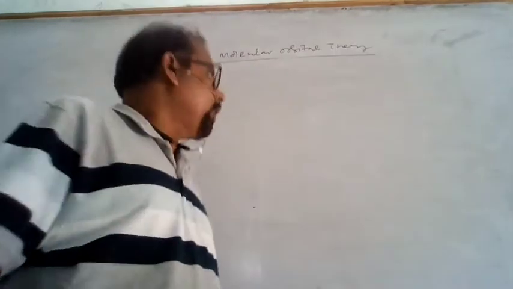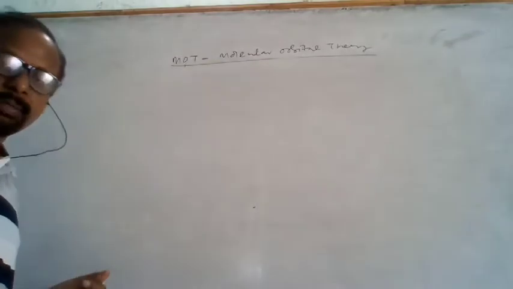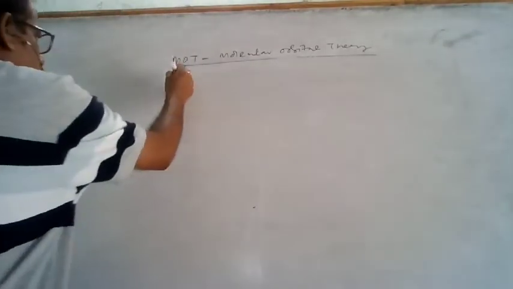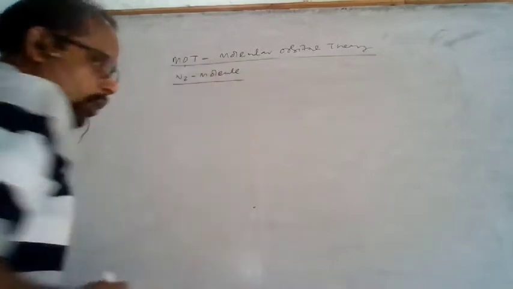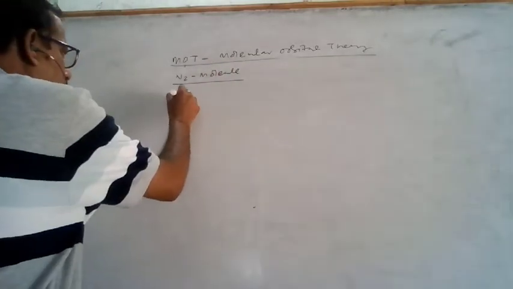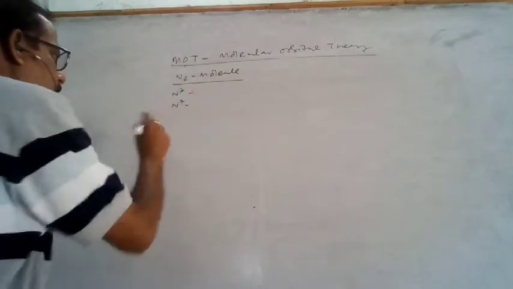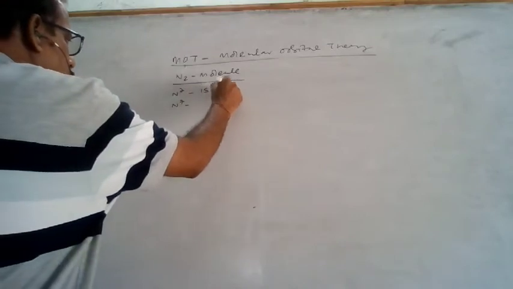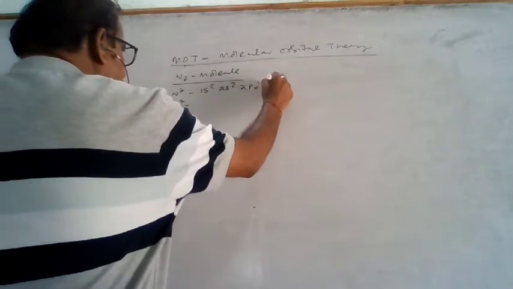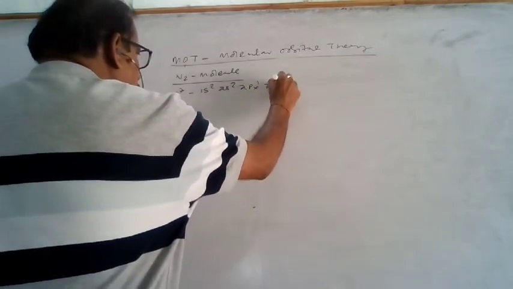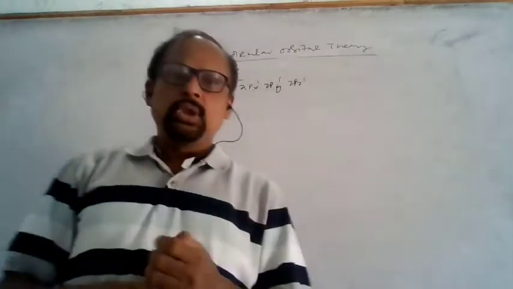Morning. In the first part of the video, I explained the molecular orbital theory, that is, the basic concept and the theoretical aspects of the molecular orbital theory. Now in the second part, I will explain some examples of the molecular orbital theory. We start with the nitrogen molecule. How is the nitrogen molecule formed?